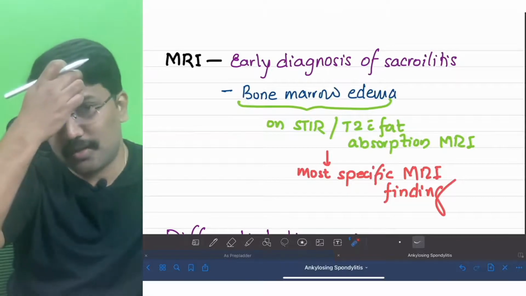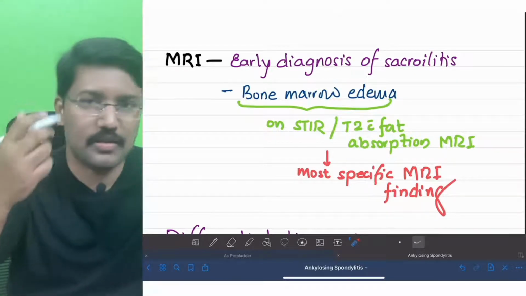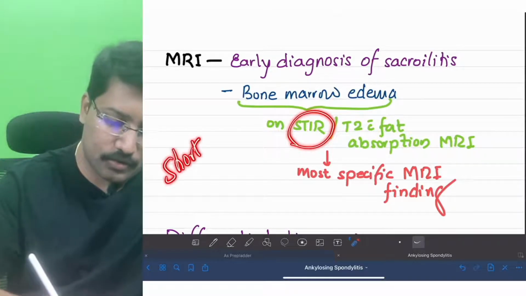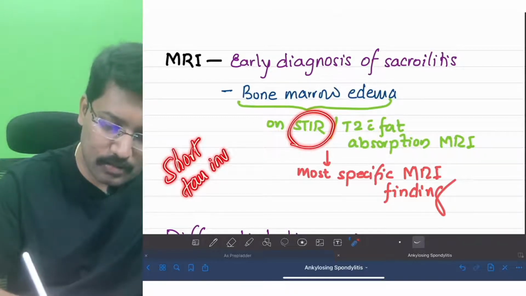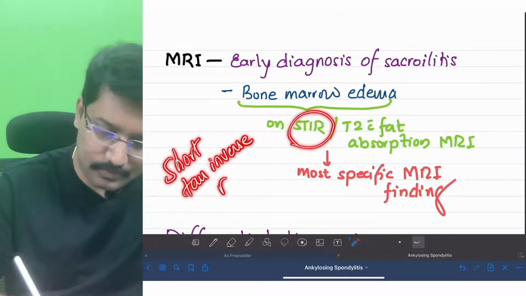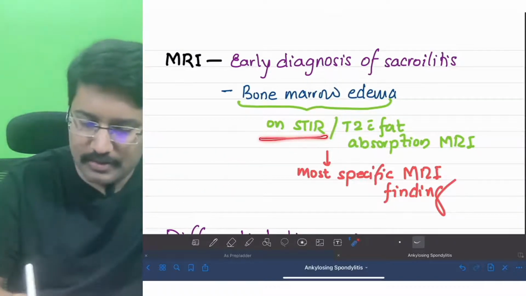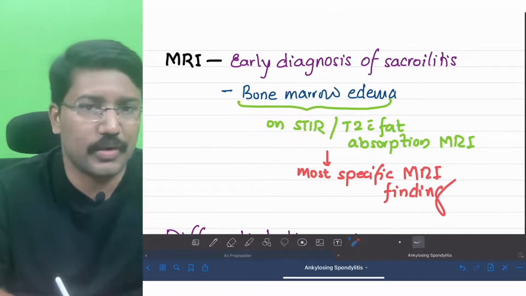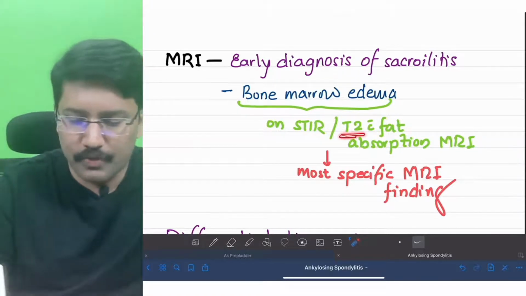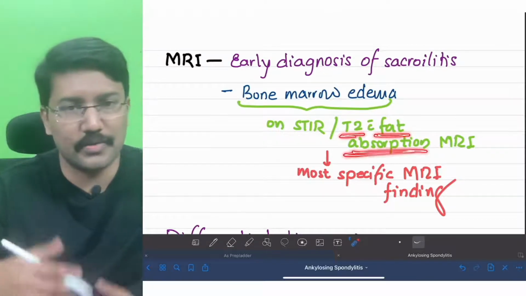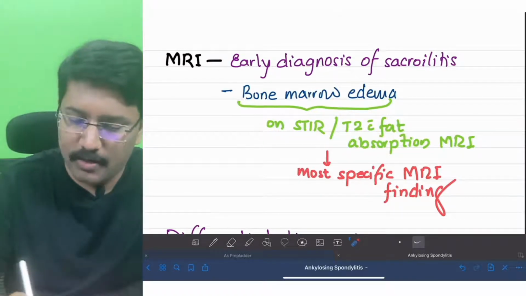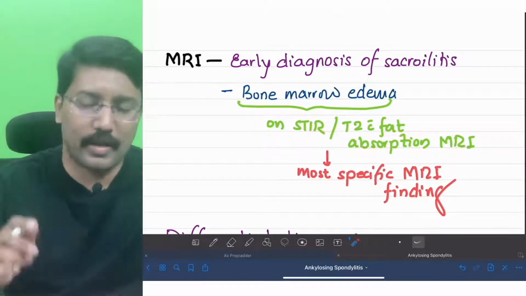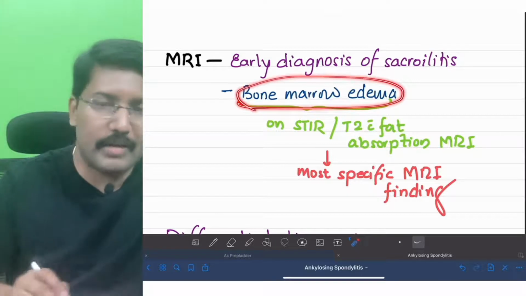What helps us pick up the early diagnosis is to do a STIR sequence, that is short tau inversion recovery imaging, or you can go for a T2 weighted image with fat suppression. These are MRI imaging sequences. You have to go with either STIR or T2 with fat suppression MRI. Those two can identify bone marrow edema.